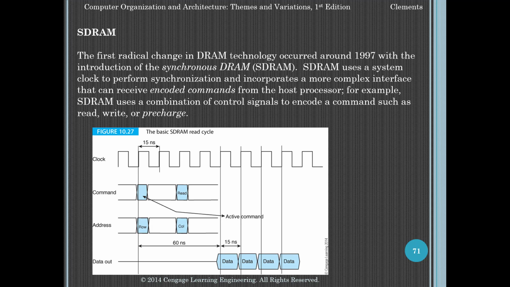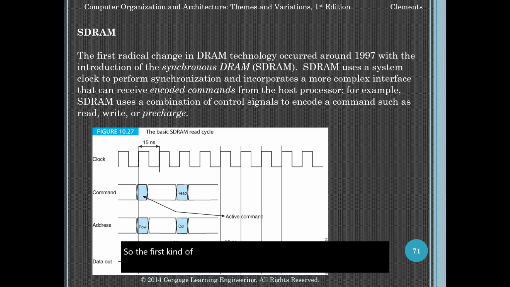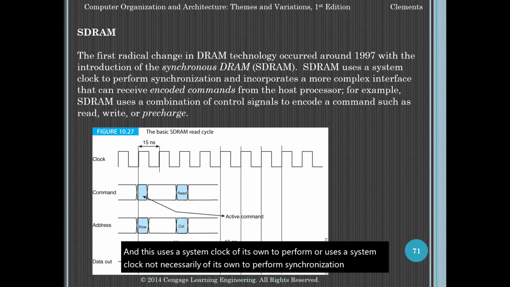So the first radical change in DRAM technology occurred around 1997 with the introduction of what we call synchronous DRAM, which was termed SDRAM. This uses a system clock, not necessarily its own, to perform synchronization, and incorporates a more complex interface that can receive encoded commands from the host processor. So it uses a combination of control signals to encode a command, like read, write, or pre-charge, so it can control a little bit more about what was happening versus just sending those pulses.